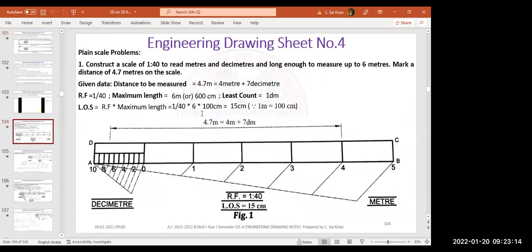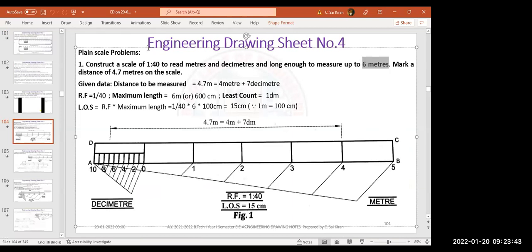Before creating your scale, you need to know the maximum distance. The maximum distance I can measure on my scale is 6 meters, which I have to create. And the distance I'm measuring is only 4.7 meters on my scale. Because your sheet is around 280 mm, you can't measure meters directly. That's the reason we reduce the scale.